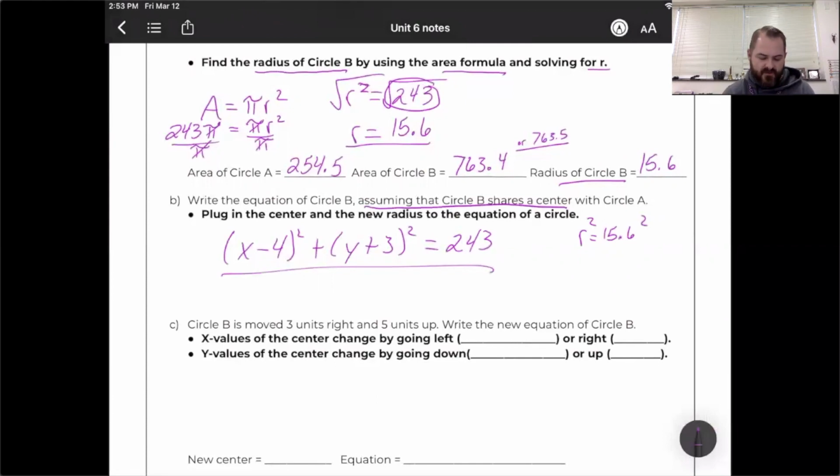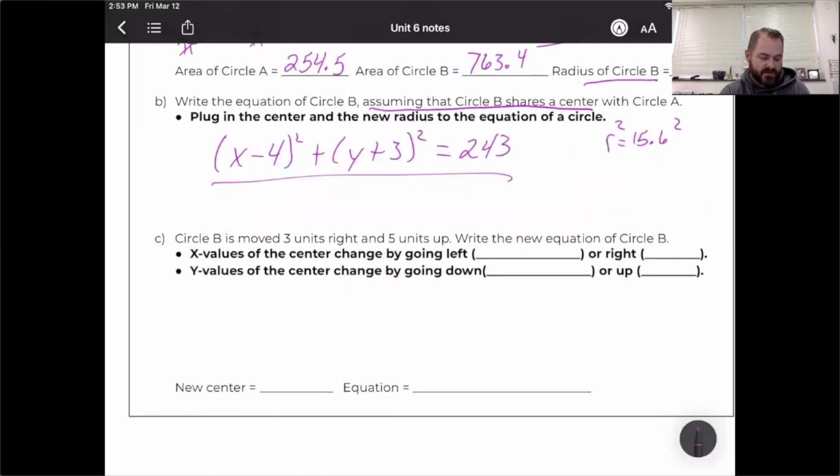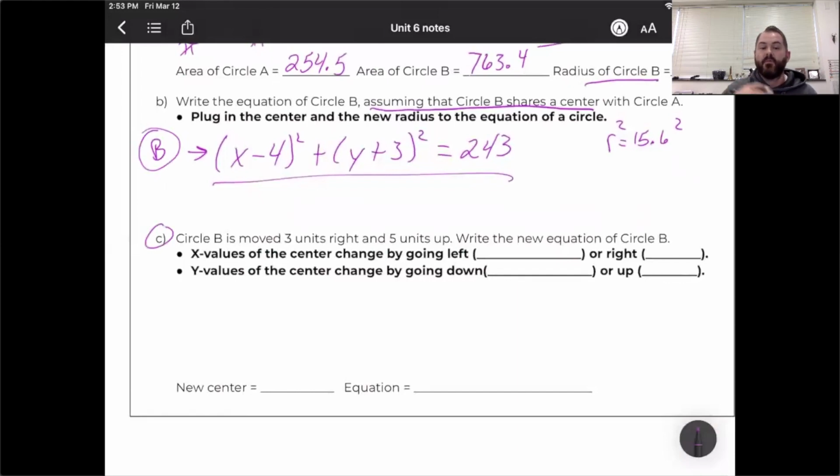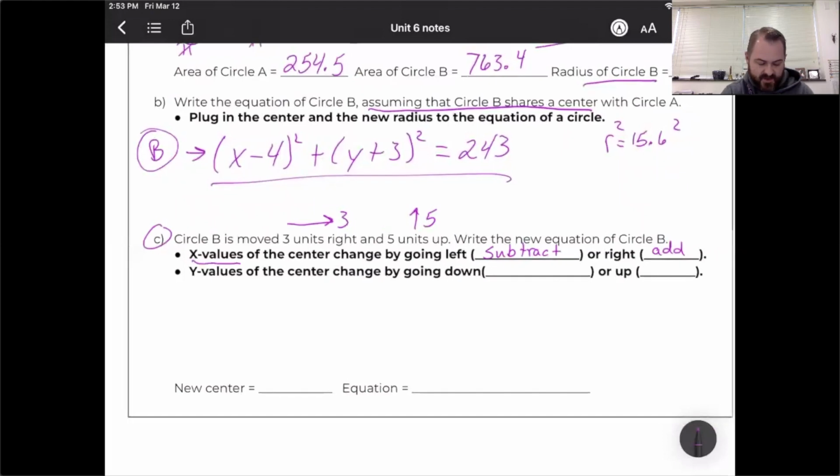All right, one more part of this though. Now for part C, we're going to say that circle B, which is this equation, is moved 3 units right and 5 units up. If I'm moving something to the right, that changes the x values. The x values at the center change by going left or right. Remember, we add to go right on the x-axis, we subtract to go left. So that's why that works that way. And the y values of the center change by going down or up. Down would be subtraction, and up would be addition.